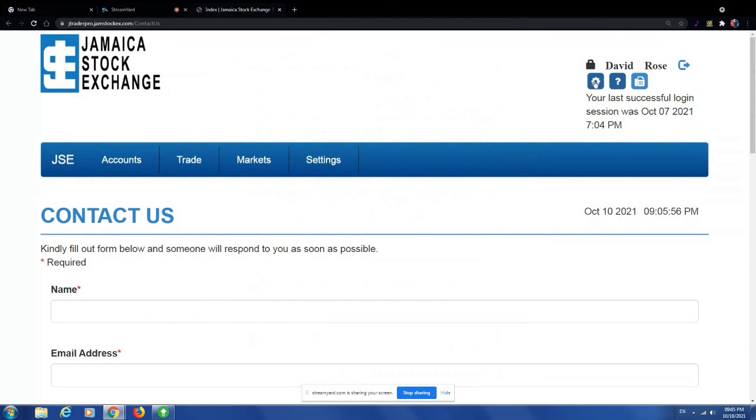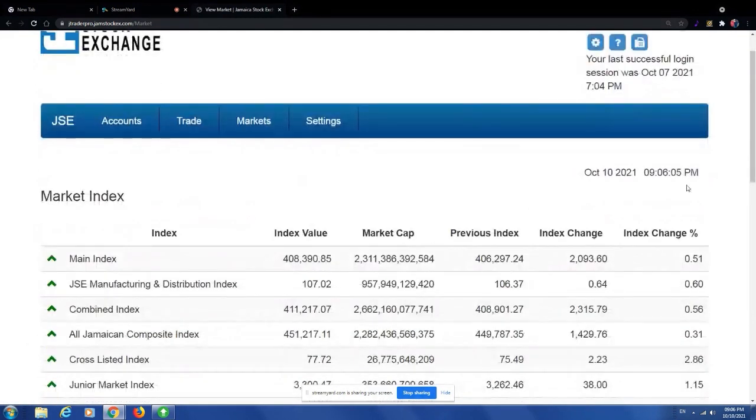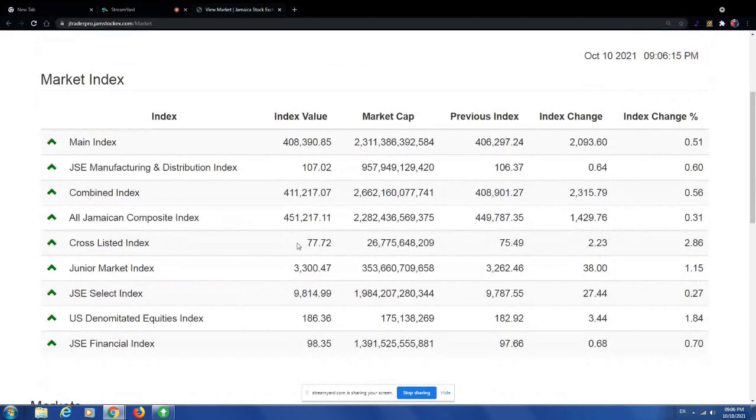You understand? And your settings right here, to basically update your security questions or passwords. As I said, it's not that complex, and it has a timer right here. And this is in Jamaican time, guys. So if you're in a different country or region, I'm not sure it will reflect, but it's showing Jamaican time and the date. And all the information right here for the market indices and so on. So in this case, all indices went up for the day.